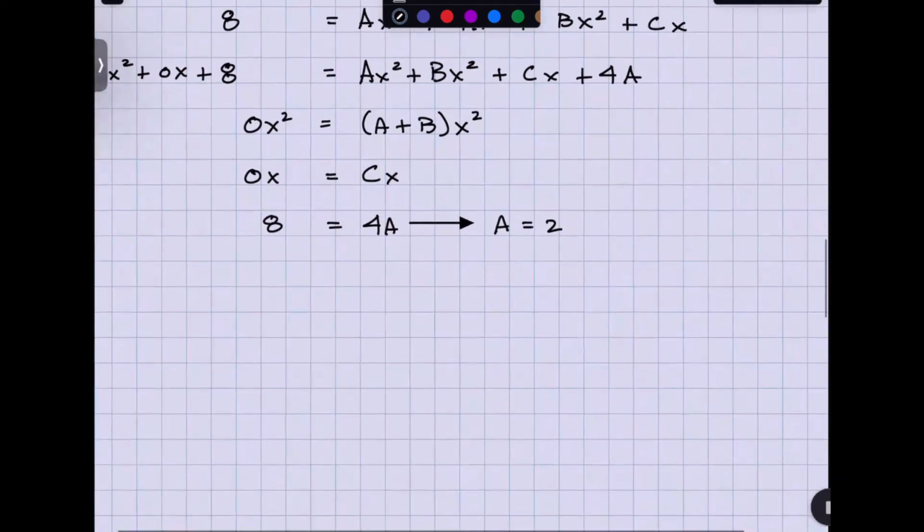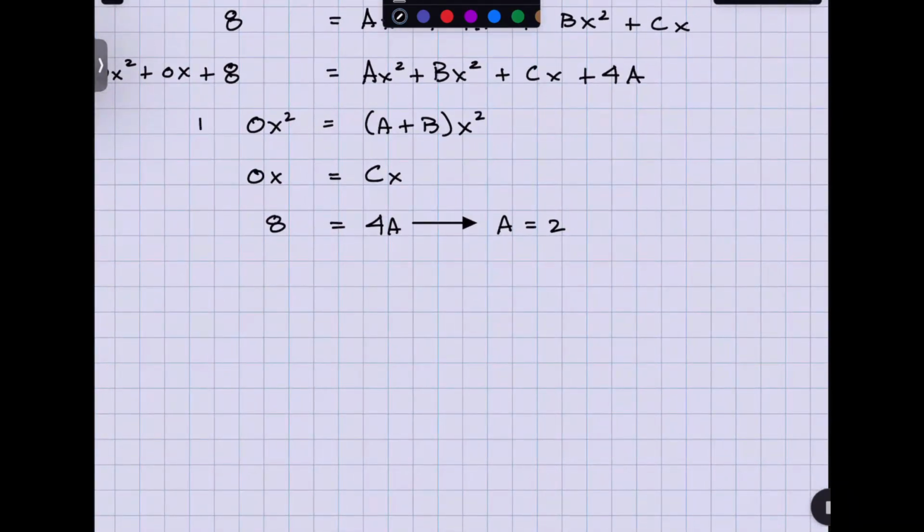So if I plug that back into the first equation, actually, let's name these: 1, 2, 3. So if I took this and plugged it into the first equation, I would have that 2 plus b has to equal 0. True? So b must equal -2.